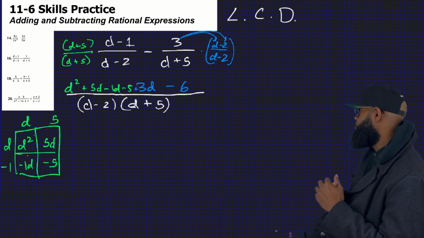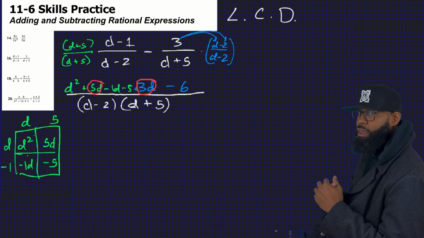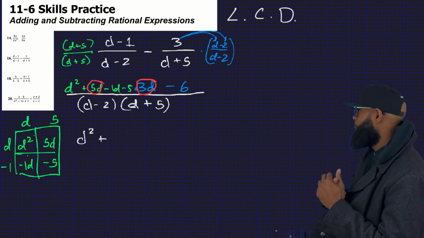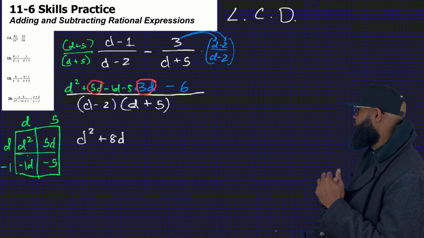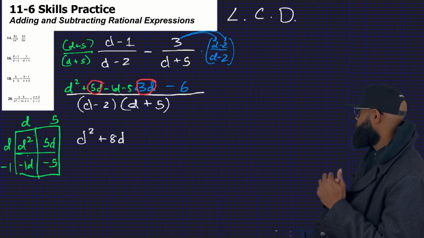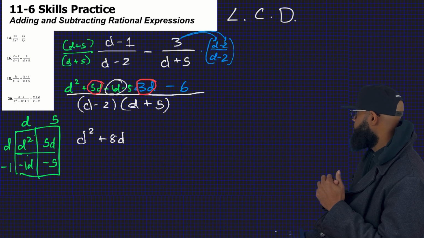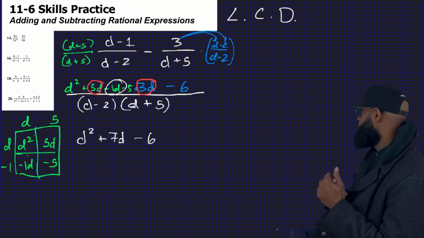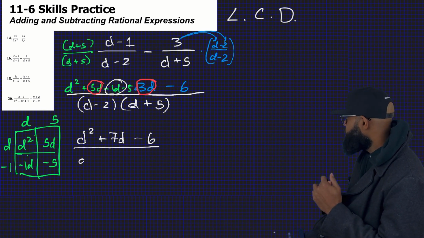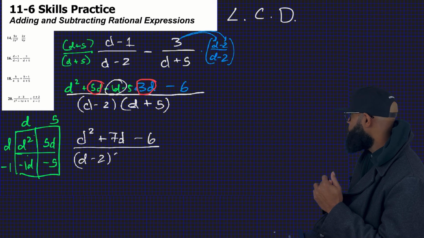And again, stop, rewind, watch that again. If it doesn't make sense, watch it a second time, right? Like terms, d squared plus 8d. What about the minus 1d? You gonna put it? Thank you. So, 7d, a little bit better now. And then negative 6 and negative 5. What? Whoa.